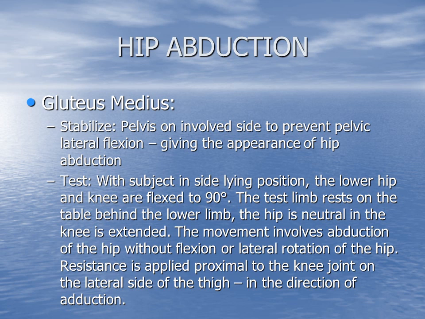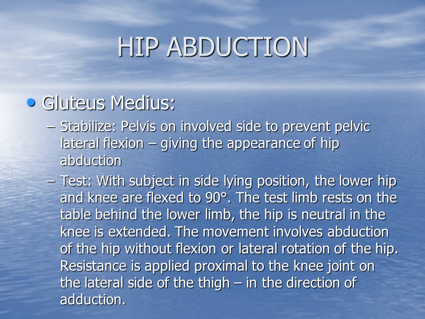So to test the gluteus medius muscle, we stabilize the pelvis on the involved side. So the involved side, we stabilize that pelvis because we want to make sure that we prevent pelvic lateral flexion, which would otherwise give the appearance of hip abduction. And this is one of those substitution movements that you need to observe for. And you prevent substitution by stabilizing the pelvis to prevent pelvic lateral flexion.